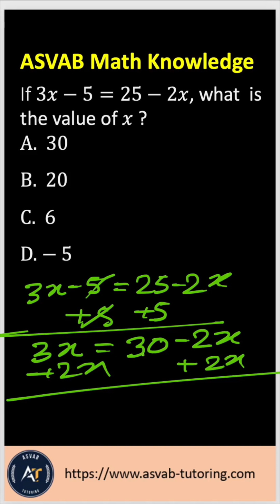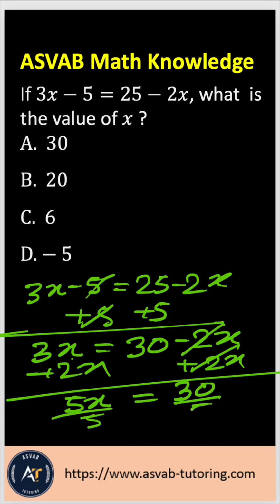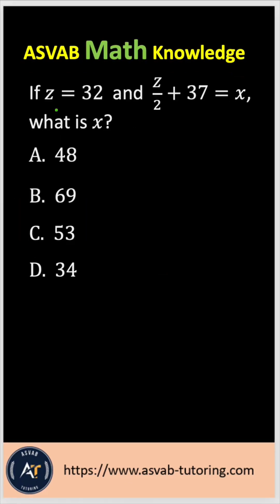So now this 2x cancels out. 3 plus 2 is 5x equals 30. Divide both sides by 5. The 5 cancels out. That gives you x equals 6. So the correct answer is option C. This question is not hard, but a little bit tricky. The question says, if z equals 32 and z over 2 plus 37 equals x, what is x?